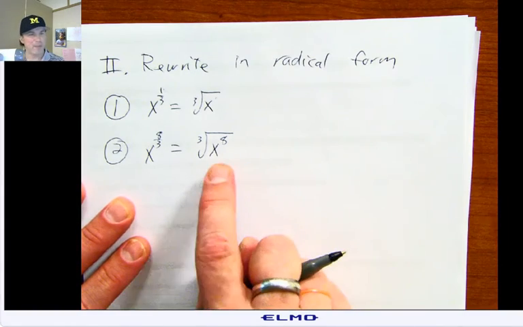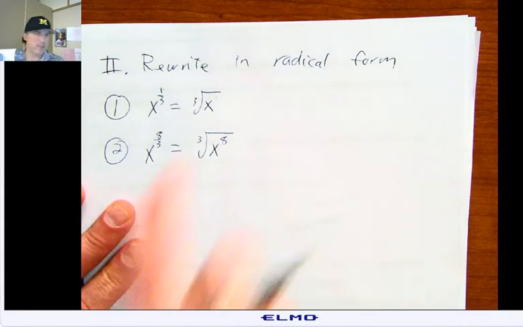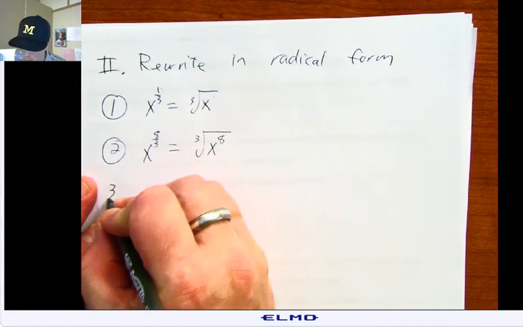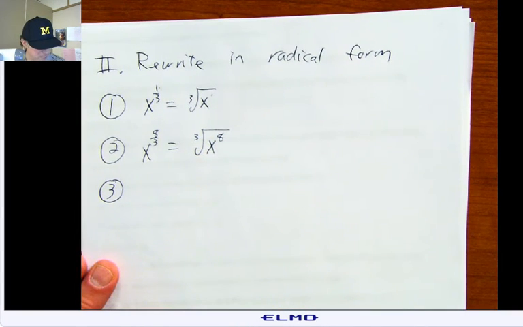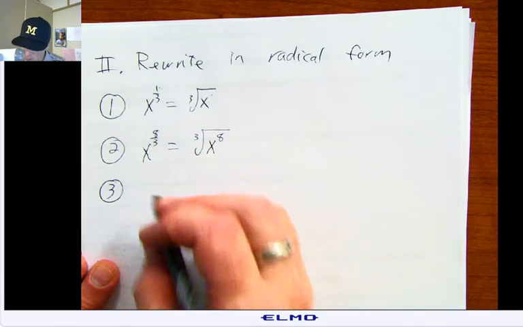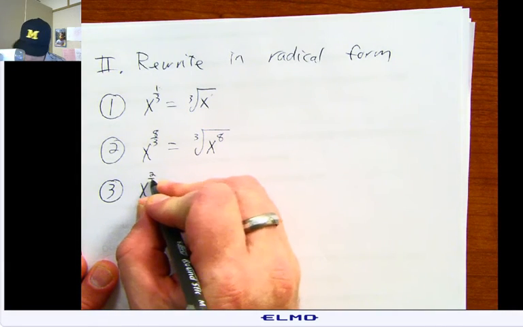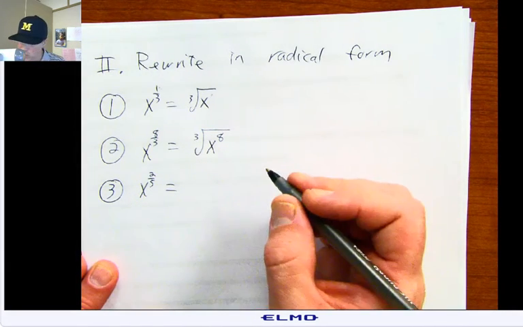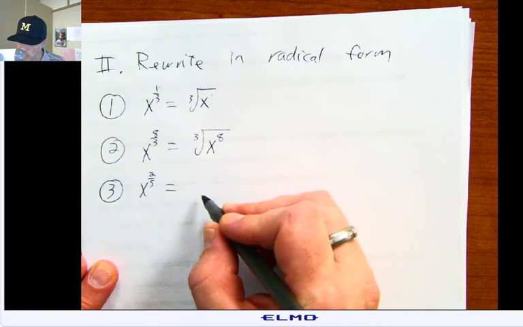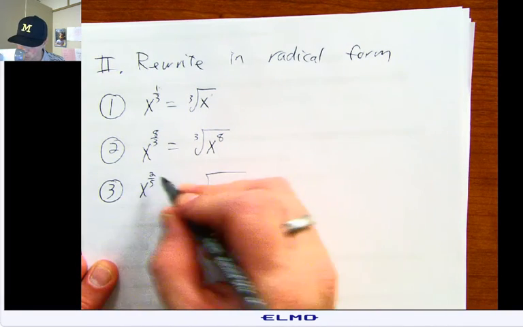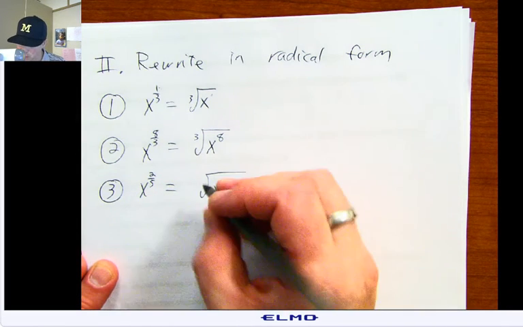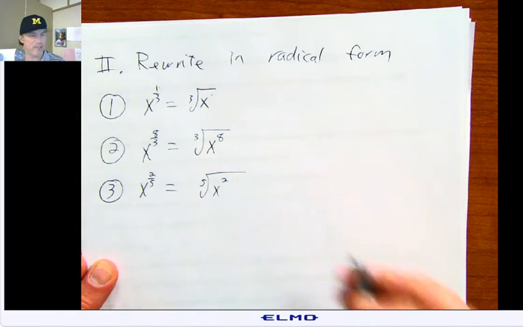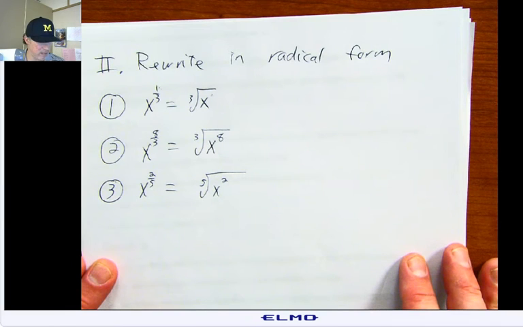Now this isn't simplified, but this doesn't say to simplify, it just says to rewrite it. So we're not going to worry about simplifying today. We're going to simplify this one in tomorrow's lesson. If I had x to the 2/5, same thing. The numerator goes on the inside, so x squared, and because the 5 is in the denominator, it's the 5th root of x squared.